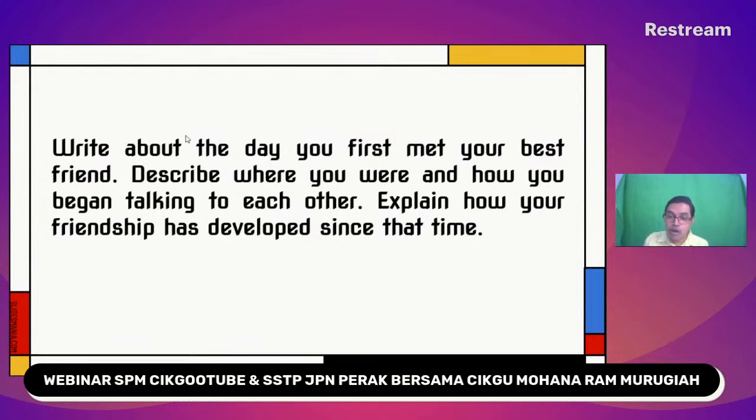So here the most important thing is first, the day you first met your best friend. Describe where you were, how you began talking to each other, explain how your friendship has developed since that time. There are 4 things that you need to pay attention to in this question, that you need to take into consideration when you're writing your essay. If one of them is missing, your marks will be below the band that you're supposed to get. Keep that in mind. So I think that is all from me so far.